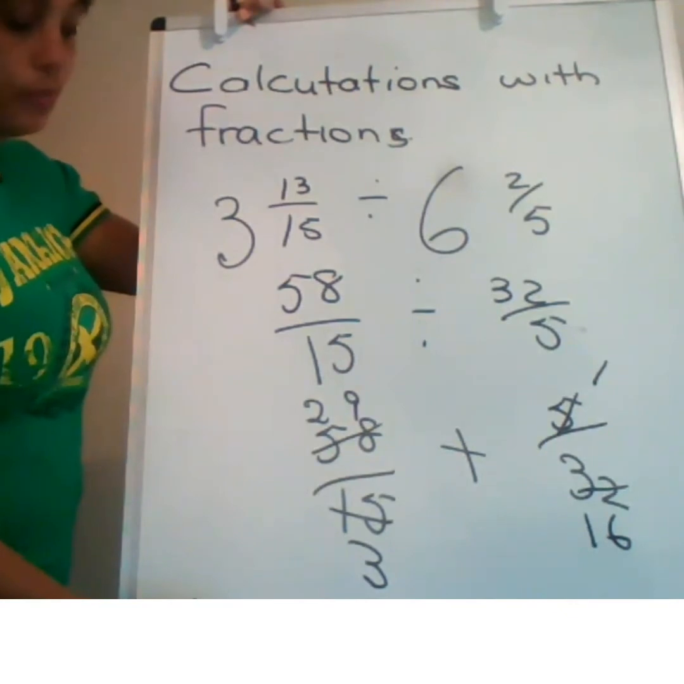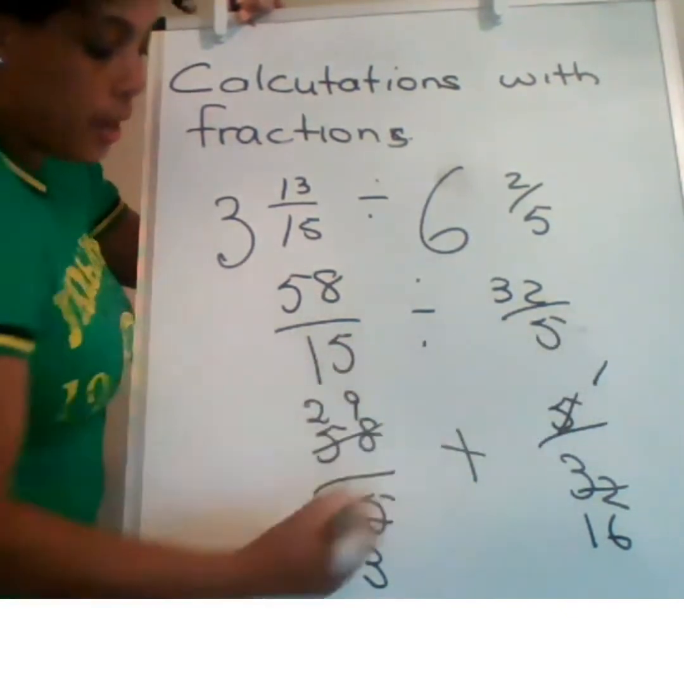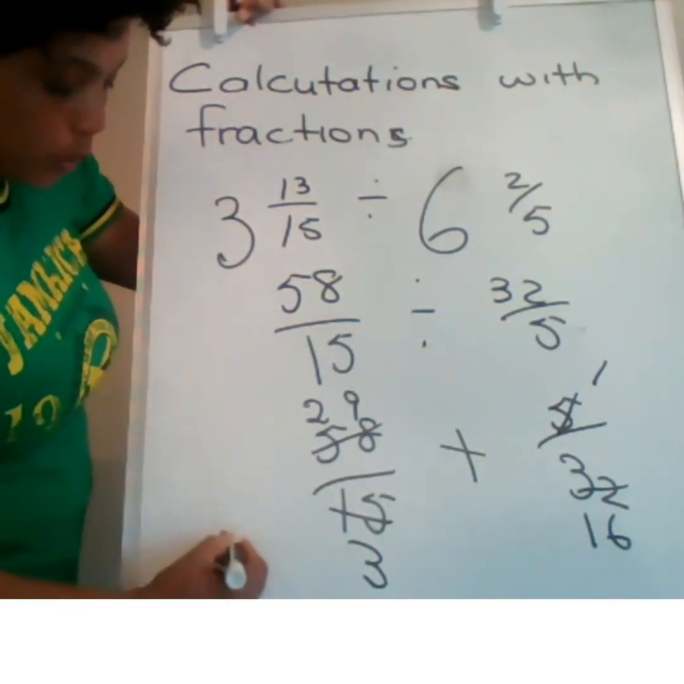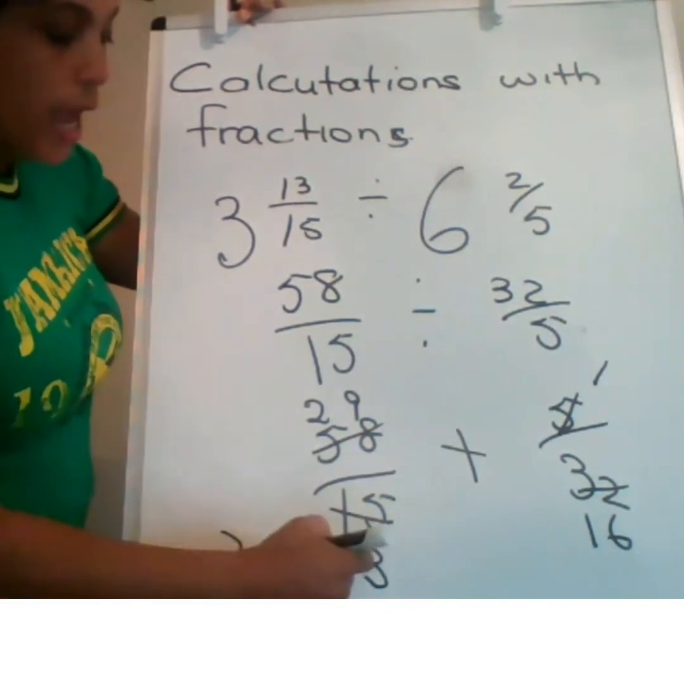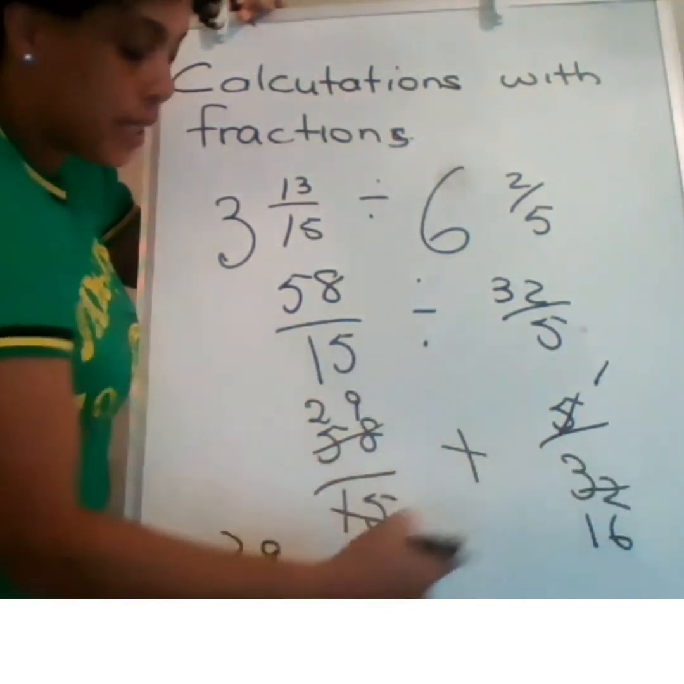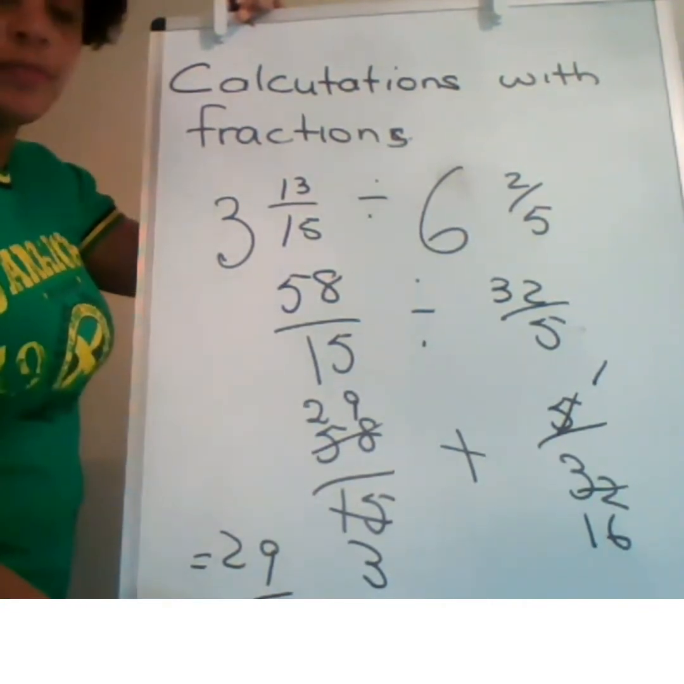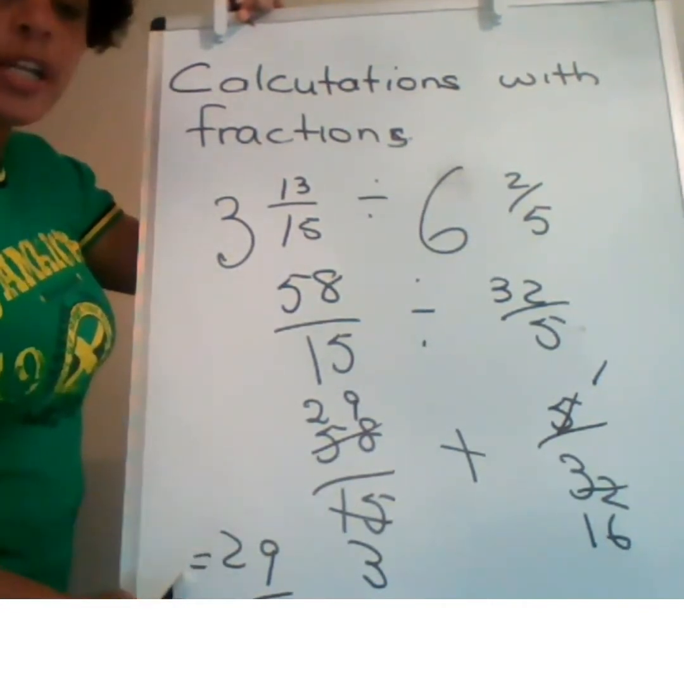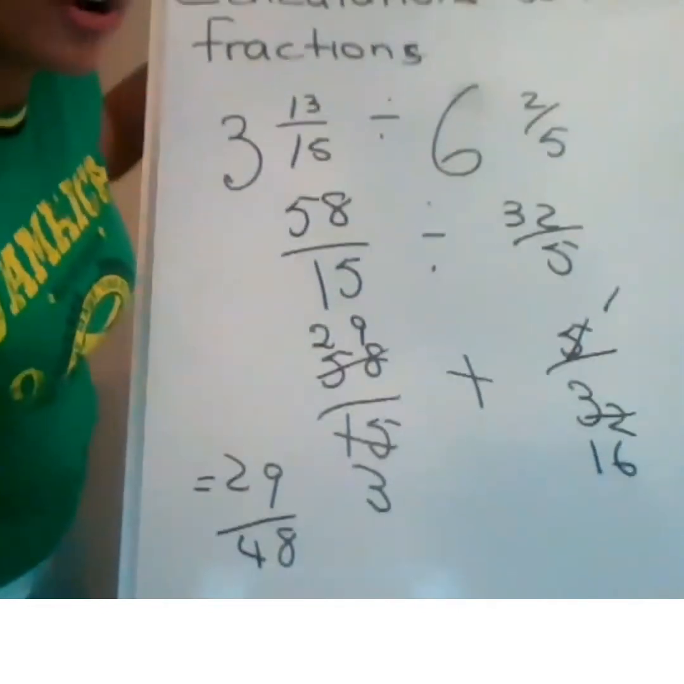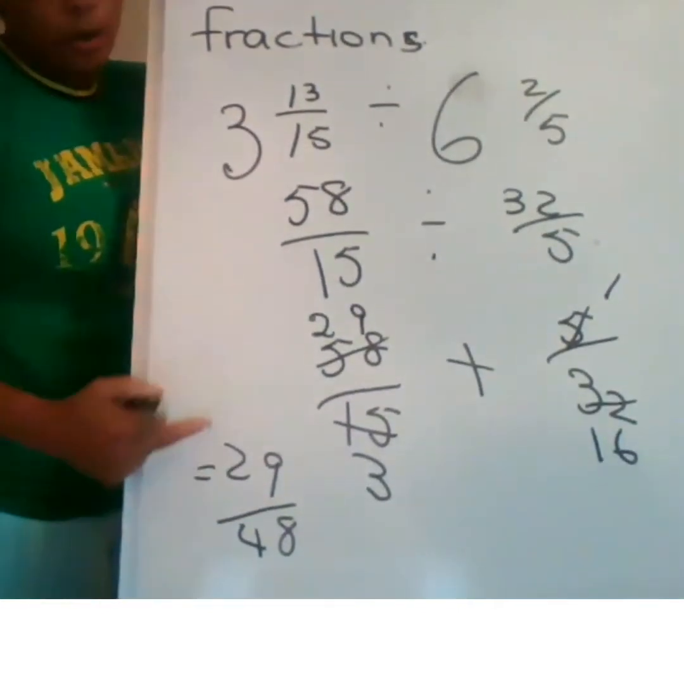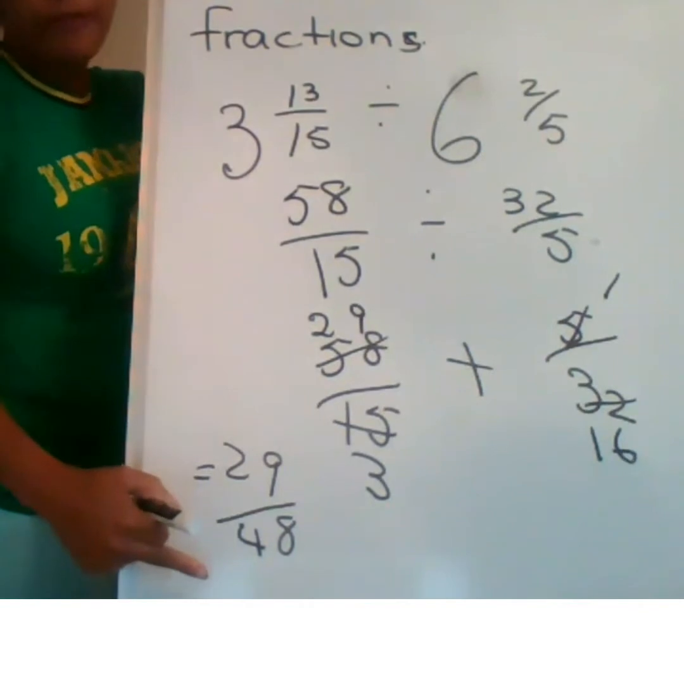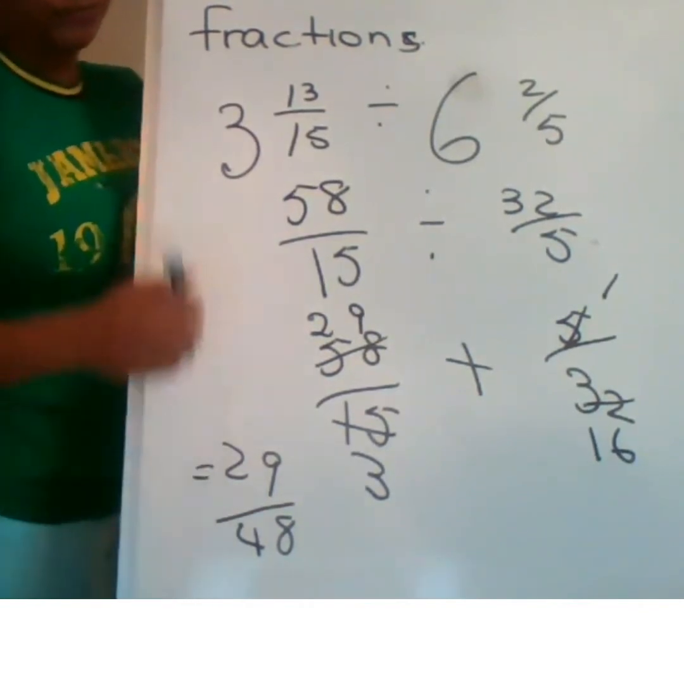Now I have 29 times 1, which is equal to 29, and 3 times 16, which is going to give us 48. So now we have 29 over 48 for our answer. So our answer is now 29 out of 48.